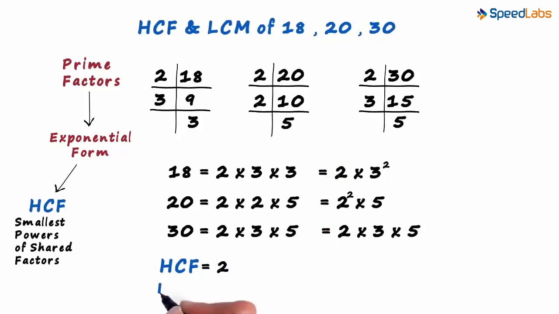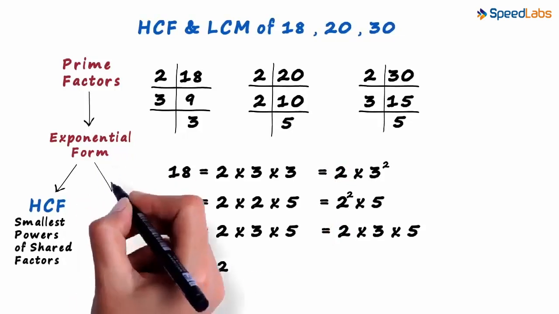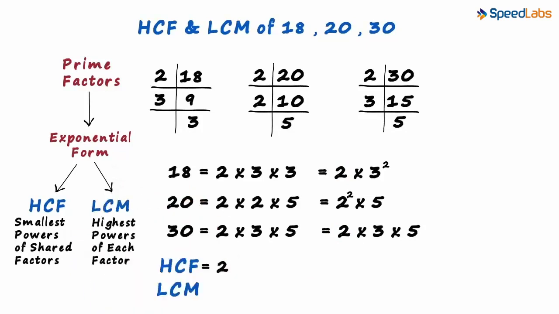How do we find the LCM now? To find the LCM, we multiply the highest powers of each factor. For the LCM, the factors do not have to be shared. First, let's look at 2. 2 squared is the highest power amongst these three. So we write 2 squared first. Among 3 and 3 squared, 3 squared is higher. We multiply this with 3 squared.